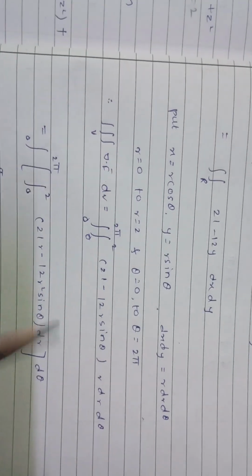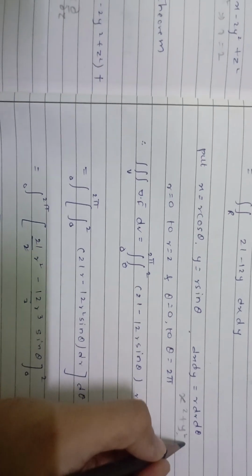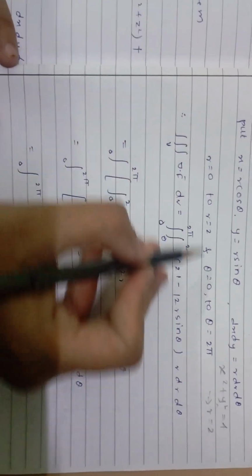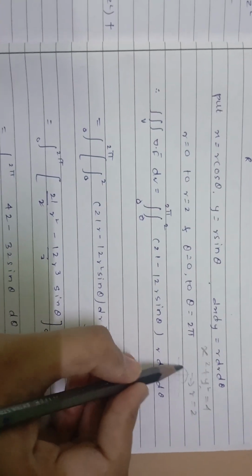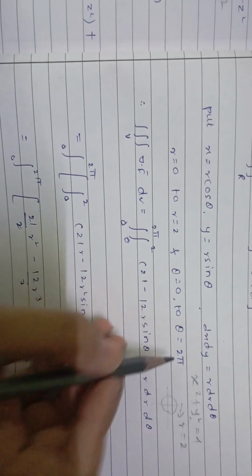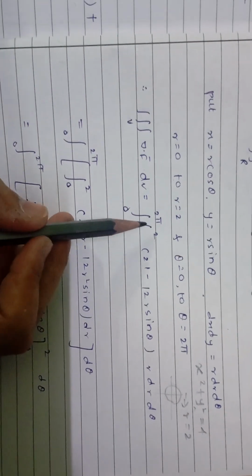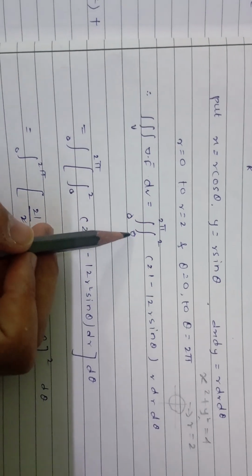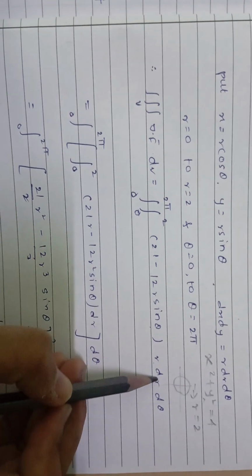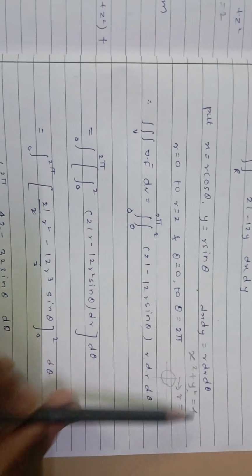And we know that the curve by which the surface is bounded is x square plus y square equals 4, hence r equals 2. Therefore r lies from 0 to 2, and as it is a circle, theta would be from 0 to 2 pi when it completes. So the volume integral of the divergence of f would become the integration from 0 to 2 pi and from 0 to 2 of 21 minus 12r sin theta times r dr d theta. We replace y by r sin theta and dx dy by r dr d theta.